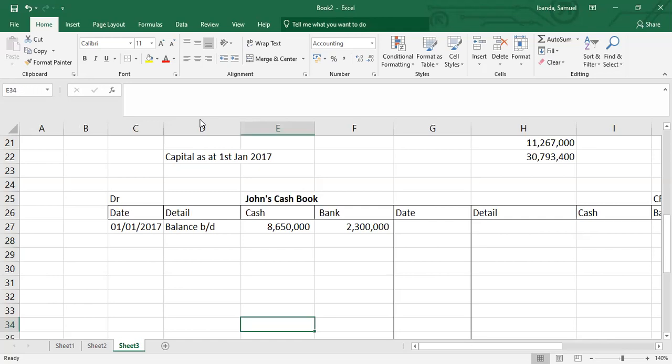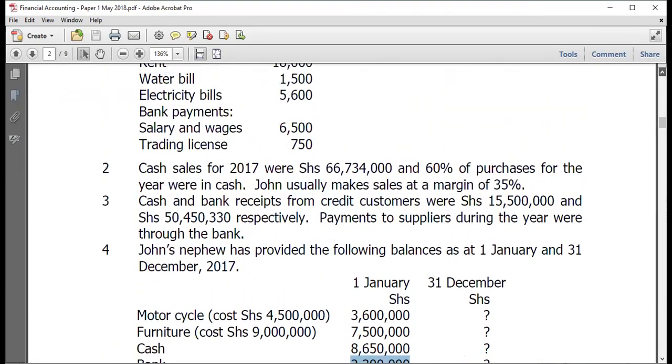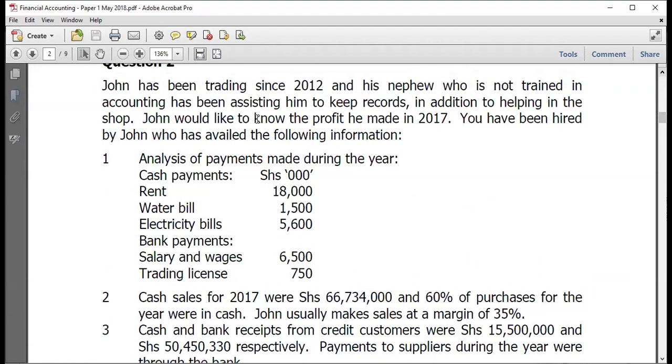So once I've recorded my balances for the start of the period, now I'll look around for any payments that were made and any receipts that were received. They tell me you've been hired by John and given this information. We have an analysis of payments made during the year: rent, water bills, electricity bills. So these are cash payments. Just as I've been given these things, the same way I'll pick them and take them to the other side of my cash book.